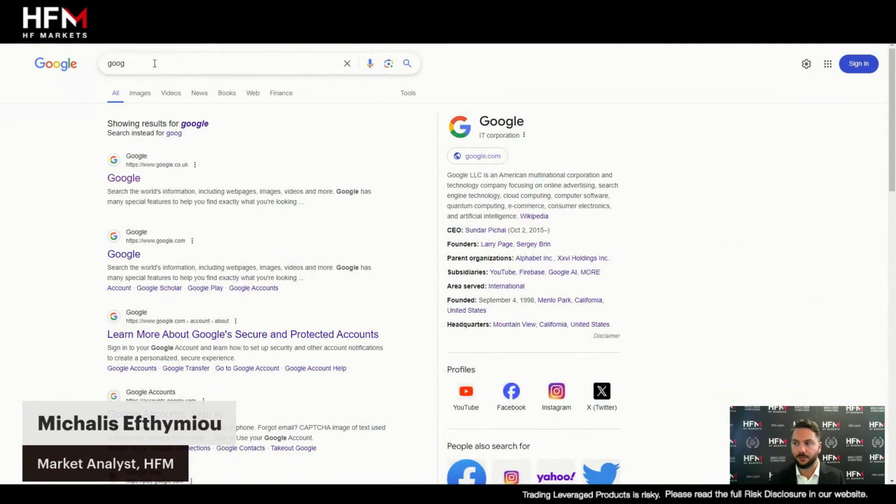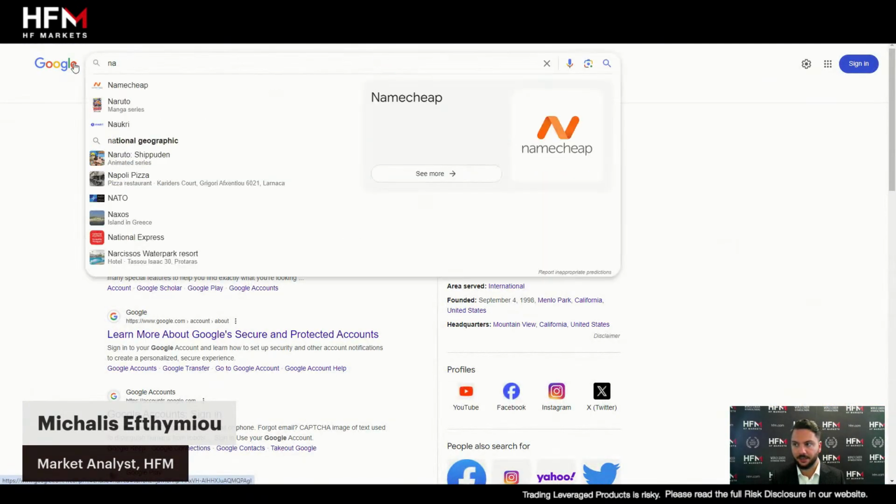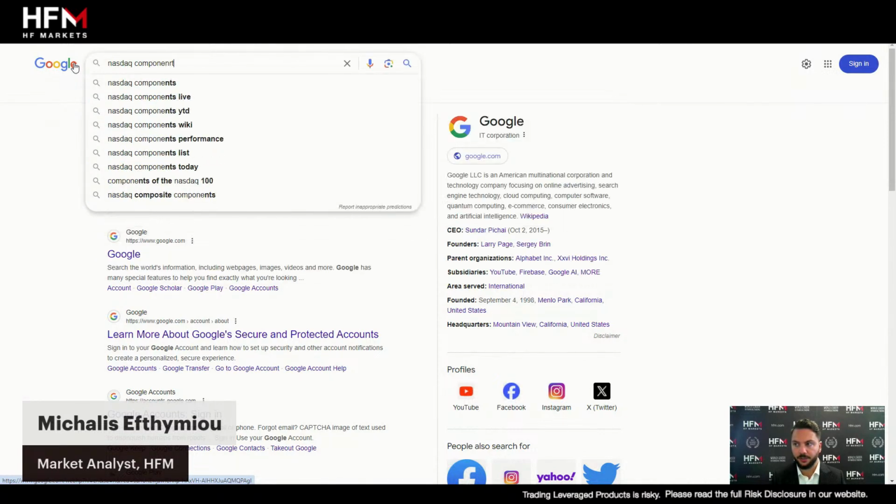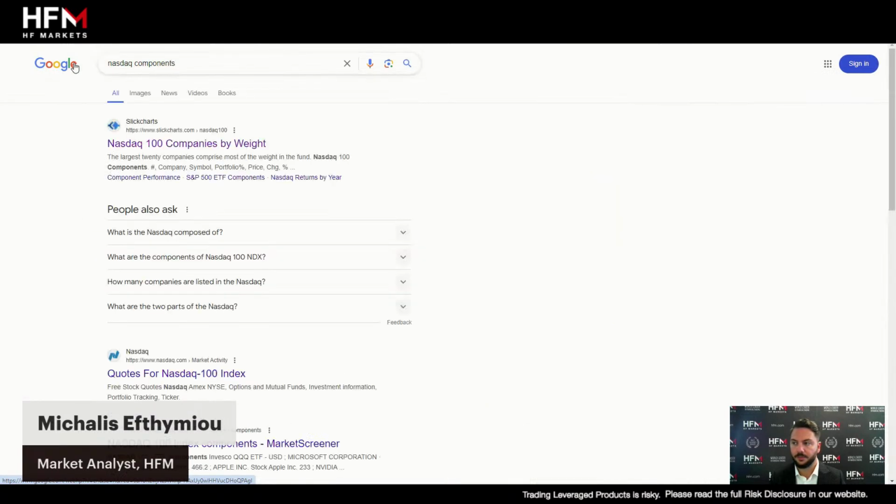The other website we used, just type in NASDAQ components, and you can see the components here. So that's the other website that you use.